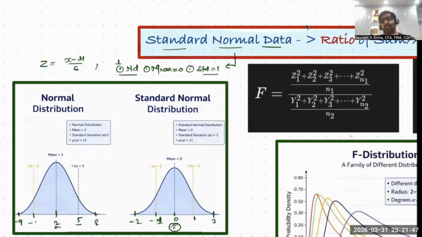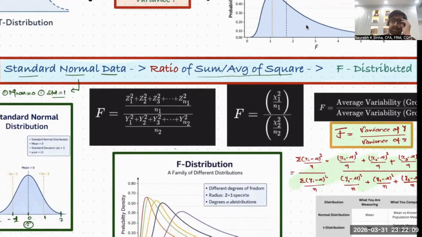See, this z-score is also standard normal distributed. So if you calculate the z-score of data which is normally distributed, that is standard normally distributed. That is the definition of standard normal data or standard normal variable. But what we are saying, if you take the sum or average, that was a condition for what? Chi-square distribution.